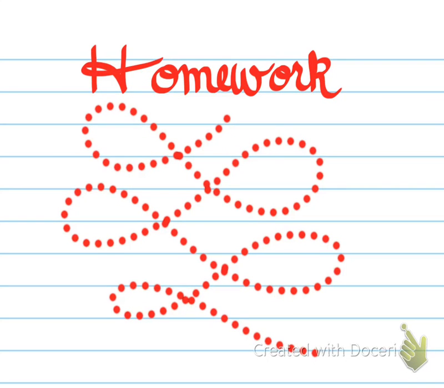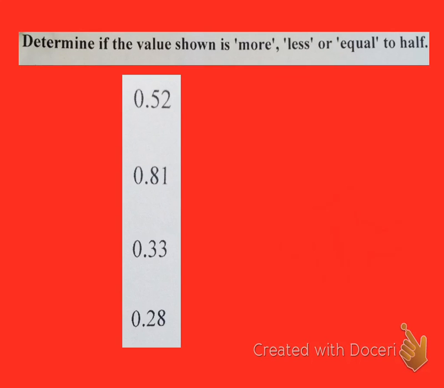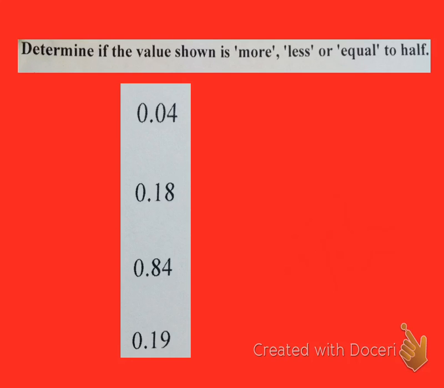Here is the part of the homework that you need to actually bring into class tomorrow. It's not very many problems at all. Determine if the value shown is more, less, or equal to half. And you need to do the same thing for each of these decimals. So altogether you'll have 8 problems for tonight.